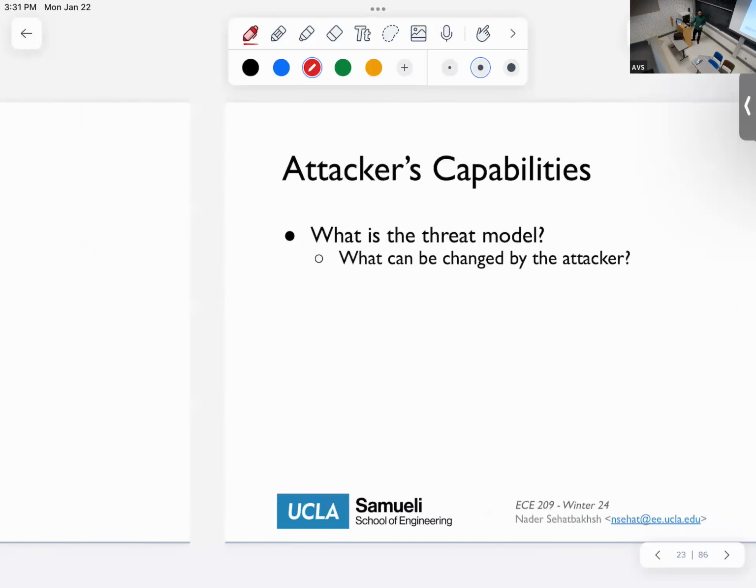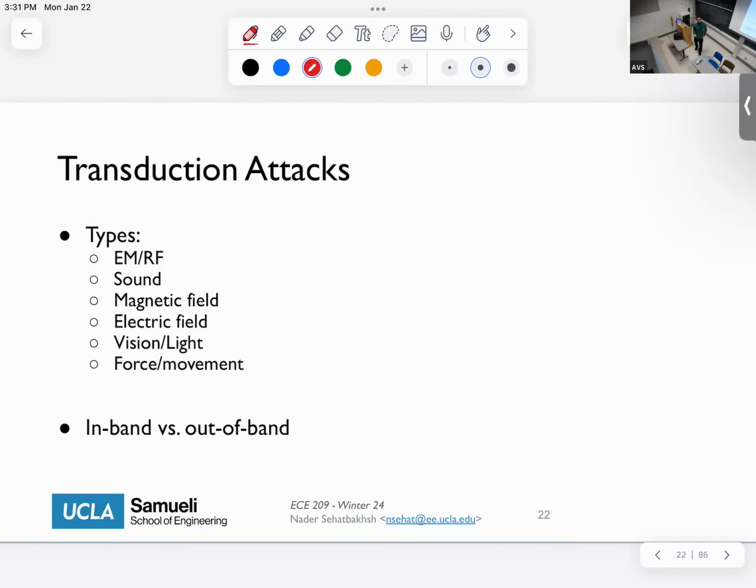Good question. The question is, how does an out-of-band attack actually happen? I'm going to give you an example. I think we have time. We're going to get to it. You're going to see an out-of-band attack.